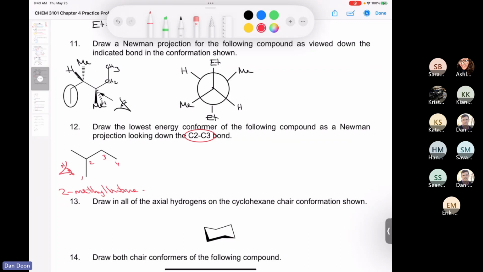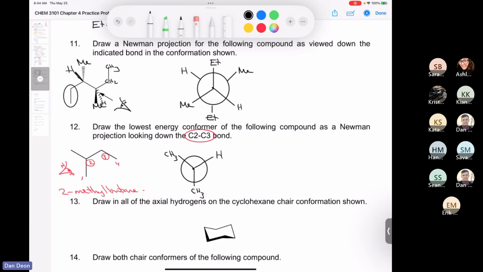All right, so let's see here. 2-methylbutane, we want to look down the carbon 2, 3 bond, and we want to give the lowest energy conformer. So if you're not sure what the lowest energy conformer is, I'm sure you can draw the Newman projection though. So we're going to have 2 methyl groups, and we also have a proton. So we'll put the proton here. All right, and then in the back, we're going to have a methyl group.